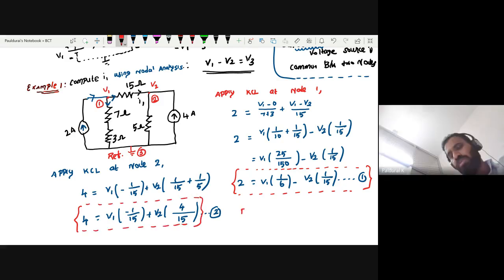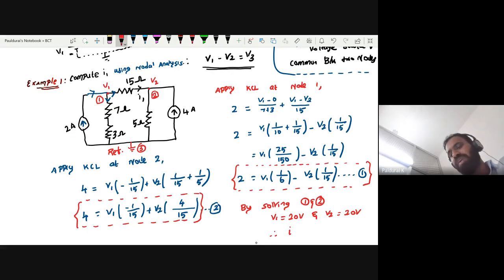So now by solving equations number 1 and 2, V1 is 20 volts and V2 is also 20 volts. What is the required thing? You want to calculate I1. Therefore, what is your I1? What is the formula for I1? V1 minus V2 divided by 15. So 20 minus 20 divided by 15 will give you 0 amps. This is my favorite problem, because the answer is 0.